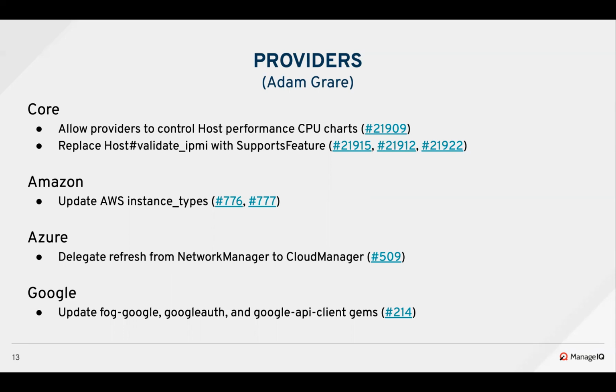For Google, we updated gem dependencies for Fog Google and then Google Auth and Google API client following that. There were some VCR spec changes that we had to make to be able to update these. We had pinned a version of Google Auth to allow for Faraday 1.0, but that was limiting us from being able to upgrade any further. So by removing that, we're able to pull in newer versions of all these gems. Next slide.